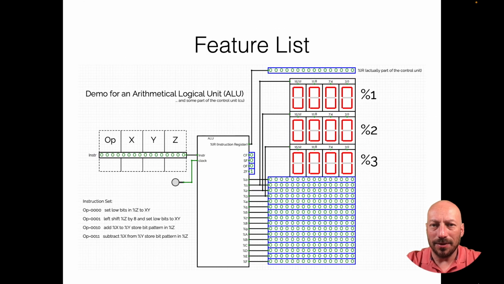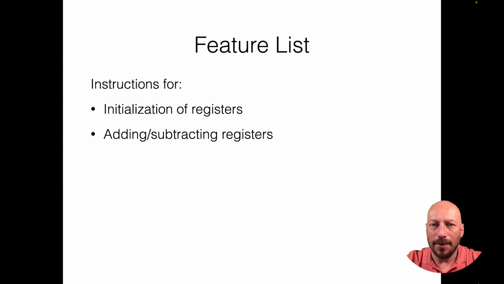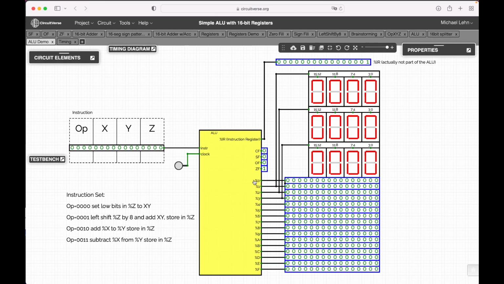This is the demo circuit for my ALU that I will show you in a second, and in particular how I can basically program it with a 16-bit input field. And the instructions that I implement basically are of two kinds. There are a few instructions for initializing certain registers and some other instructions for doing computations with registers, like adding registers or subtracting registers. You see that we have our 16 registers, the 0 register and 15 general purpose registers.